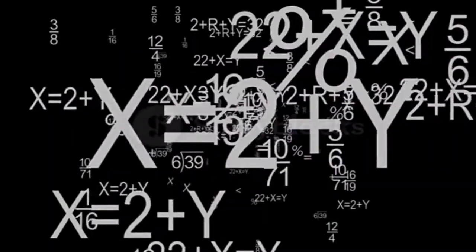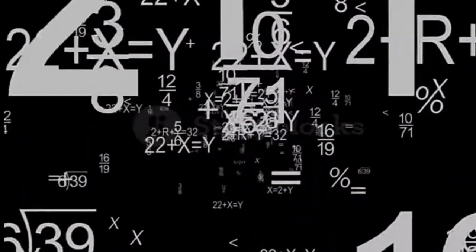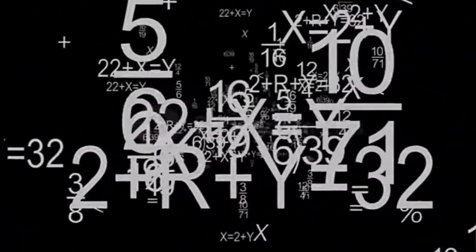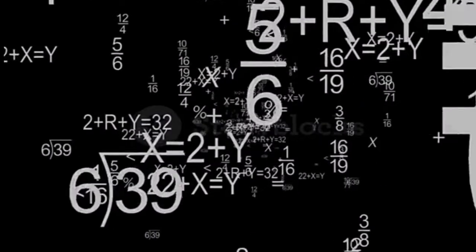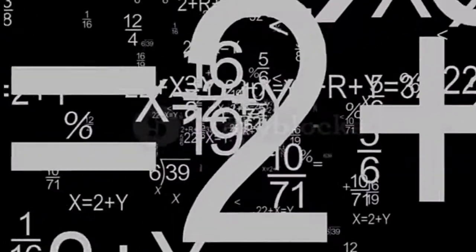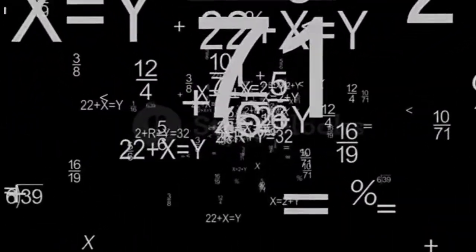In this video, I'll discuss what I have learned in modules 4, 5, and 6 in GE Math. Let's start with module 4, which the topic is correlation and regression analysis. But first, let's define correlation and regression analysis.